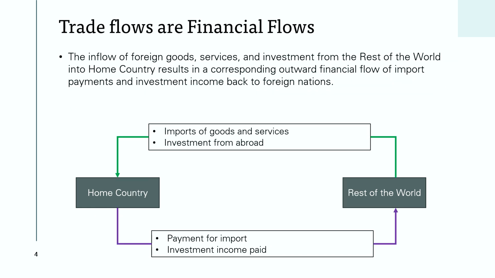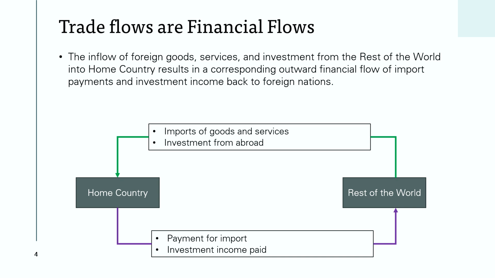Let's look at the opposite situation. Suppose the home country imports goods and services from foreign countries. Products move into the country, but payments must move outward. Consumers and businesses pay foreign producers for the imported goods and services they purchase. Therefore, imports generate an outflow of money from the home country to the rest of the world.